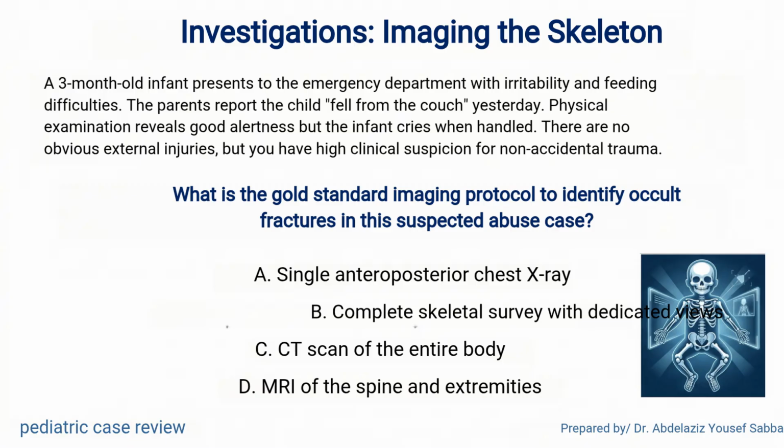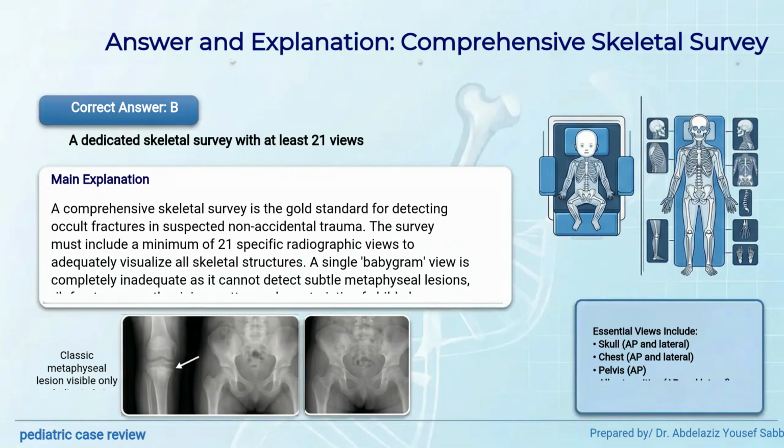Option A. Single anteroposterior chest X-ray. Option B. Complete skeletal survey with dedicated views. Option C. Computed tomography scan of the entire body. Option D. Magnetic resonance imaging of the spine and extremities. The correct answer is option B. Complete skeletal survey with dedicated views.